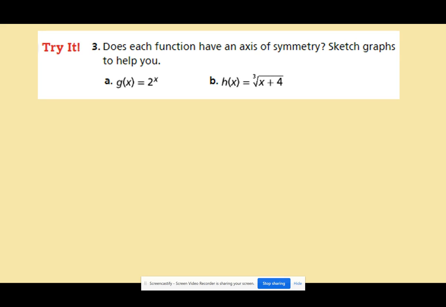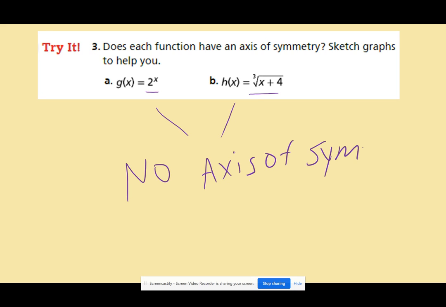All right, hopefully you figured it out. We talked about this. Only quadratics and absolute value functions have axis of symmetry. This one is an exponential. This one is a cube root. So they do not have any axis of symmetry. So no axis of symmetry. I think it was a trick question.